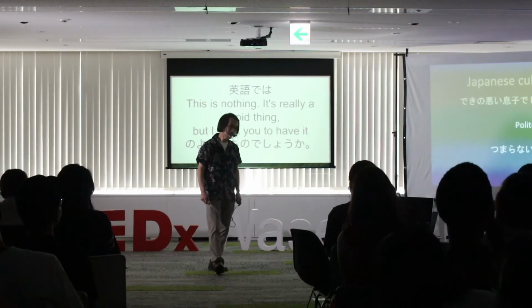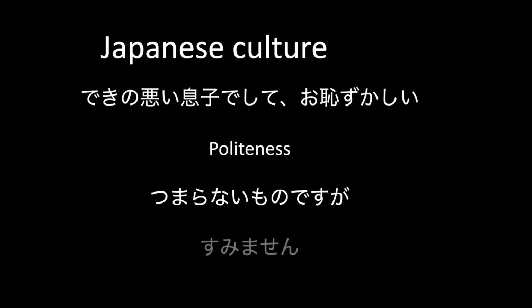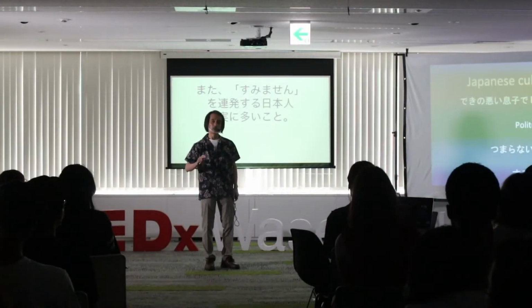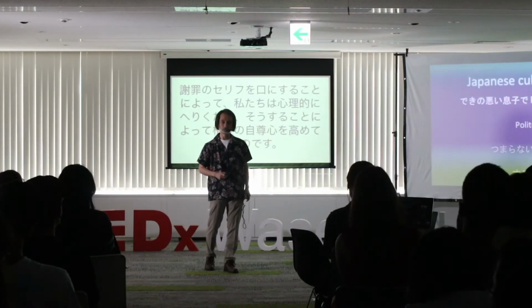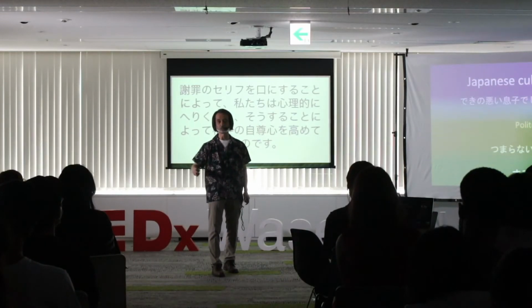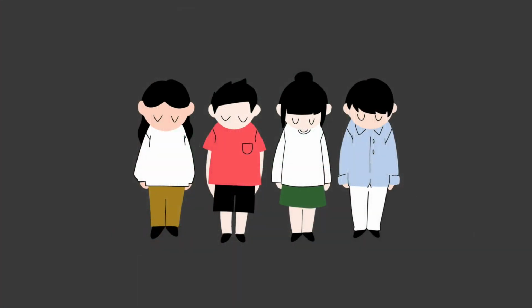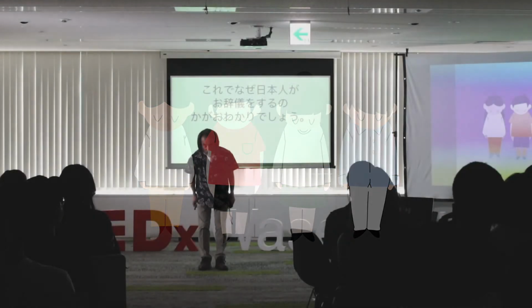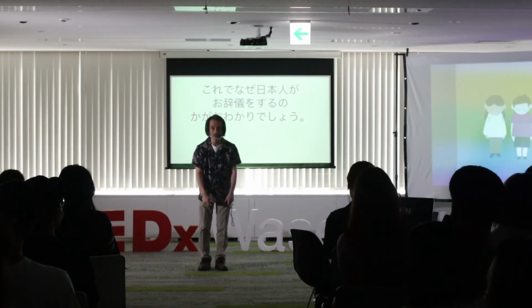And there are many, many Japanese people who constantly say, すみません, which is, I'm sorry. Now, by apologizing, we are psychologically lowering ourselves. And when we do this, the people that we are talking to feel elevated. Now you know why Japanese people bow. We physically lower ourselves to show politeness.